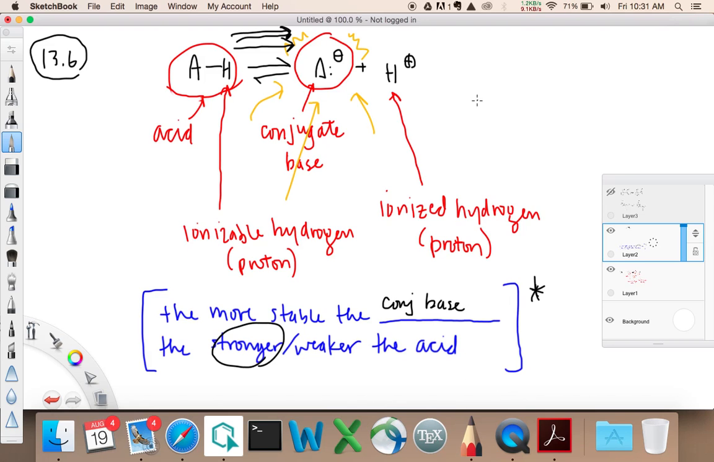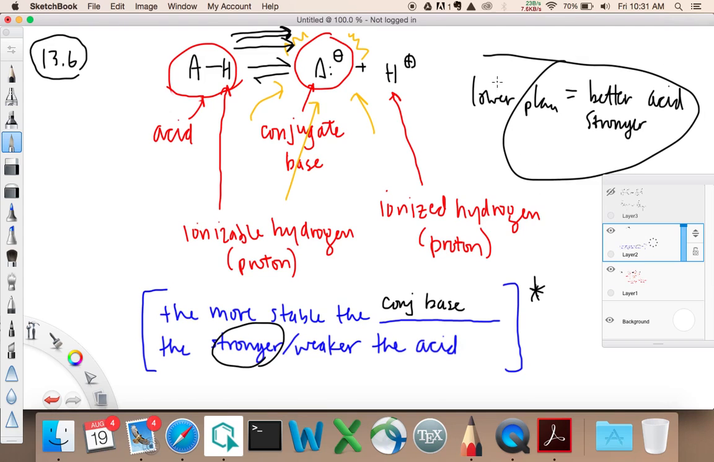So remember, lower pKa equals a better acid, or stronger. Maybe it would require a different video for me to remind you about why that is the case, but this is sort of the conclusion. We have pKa tables, we memorize pKas. It's very powerful for us.